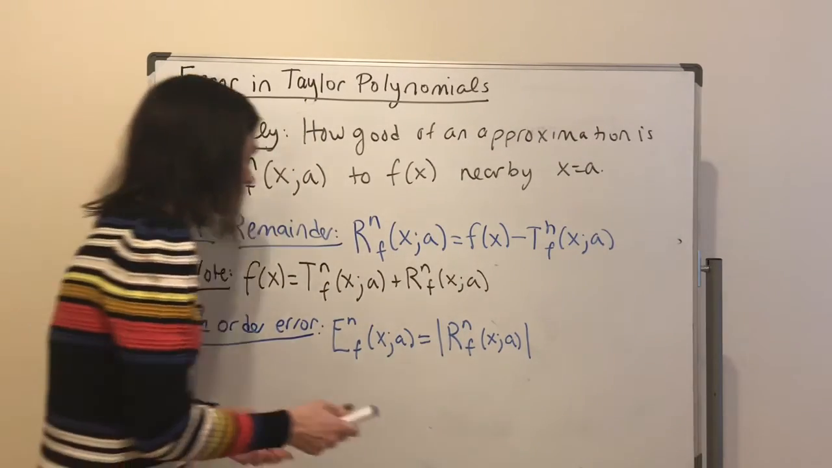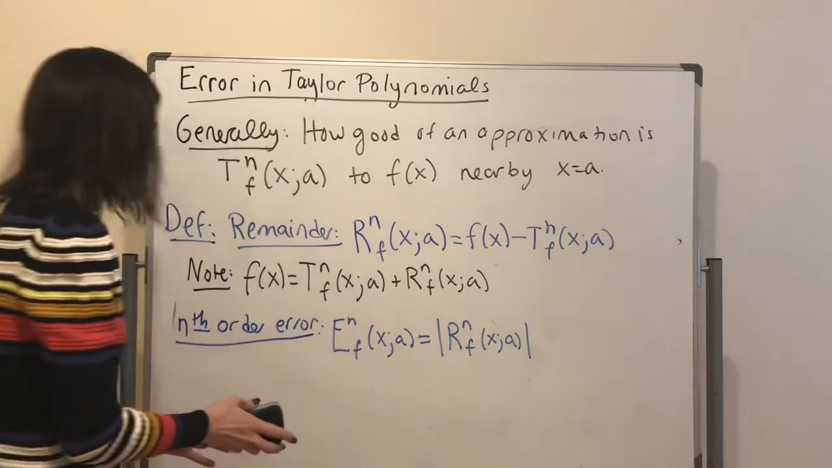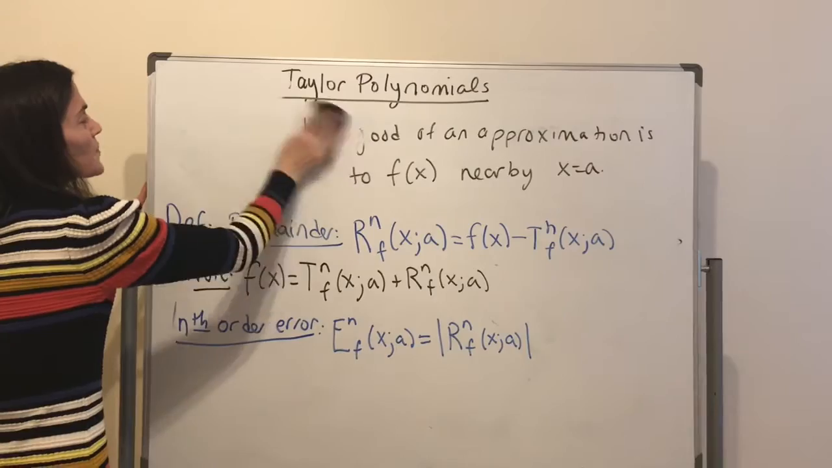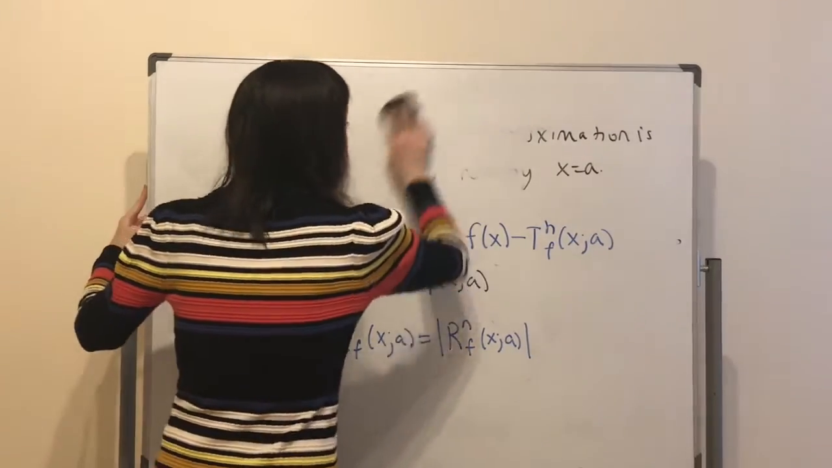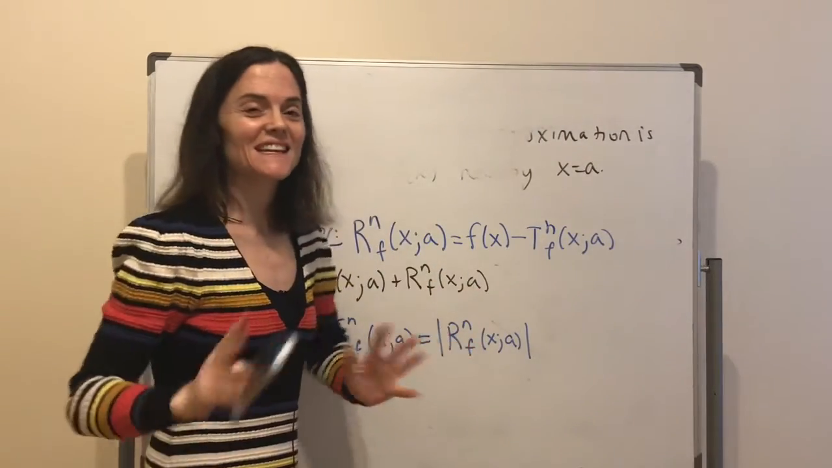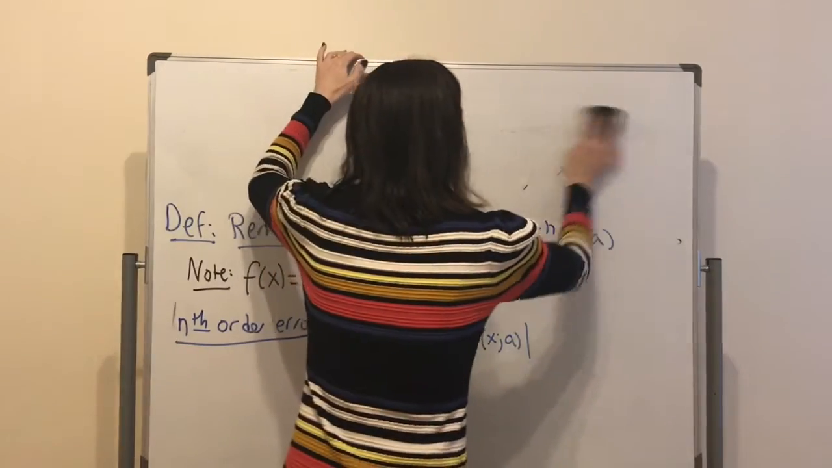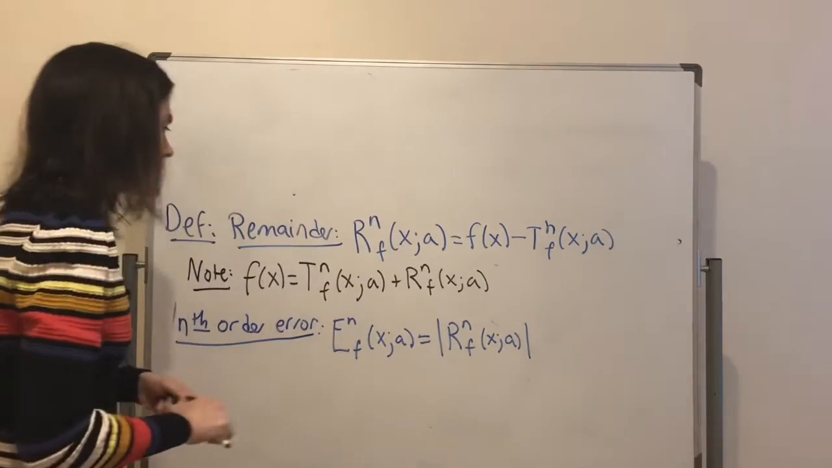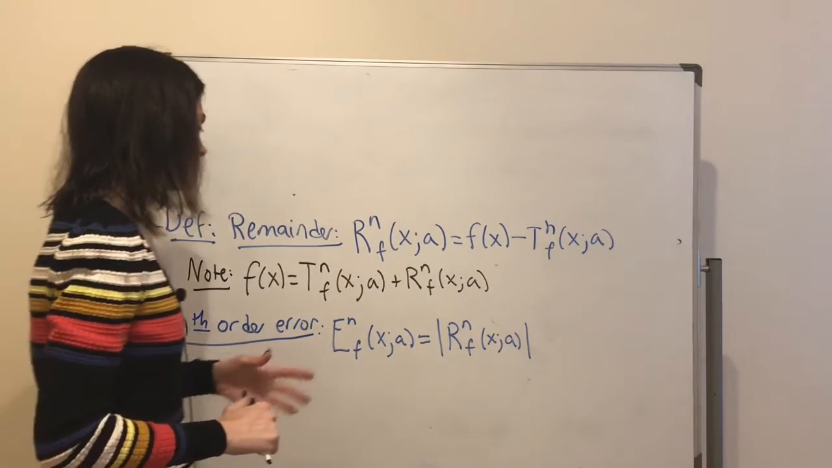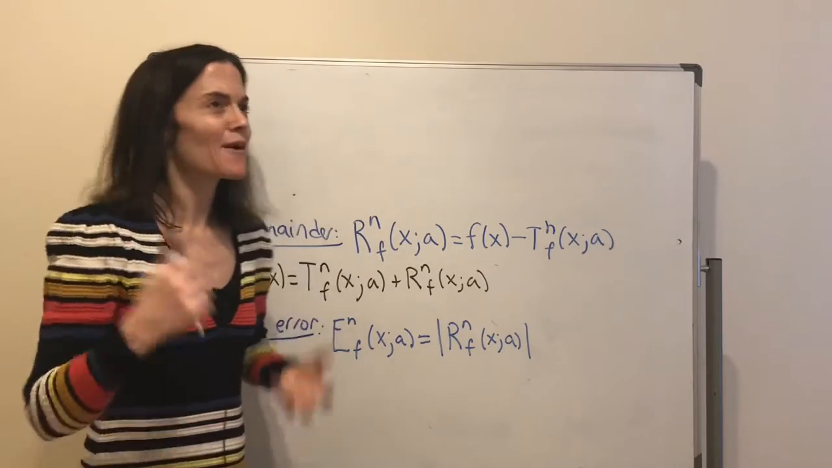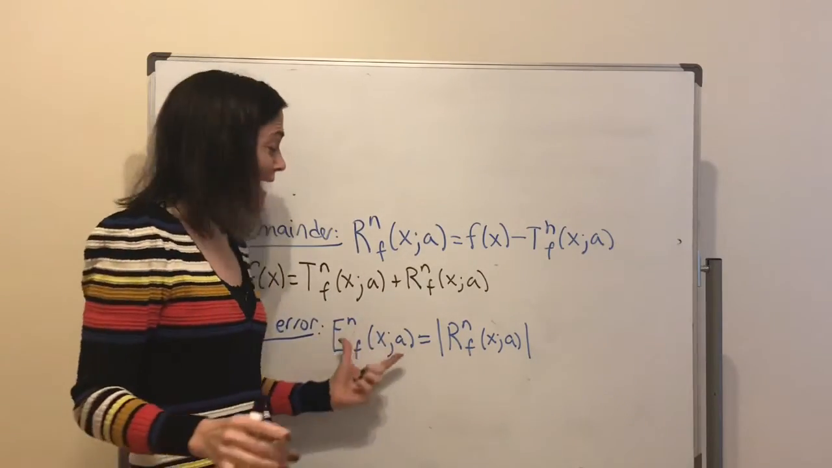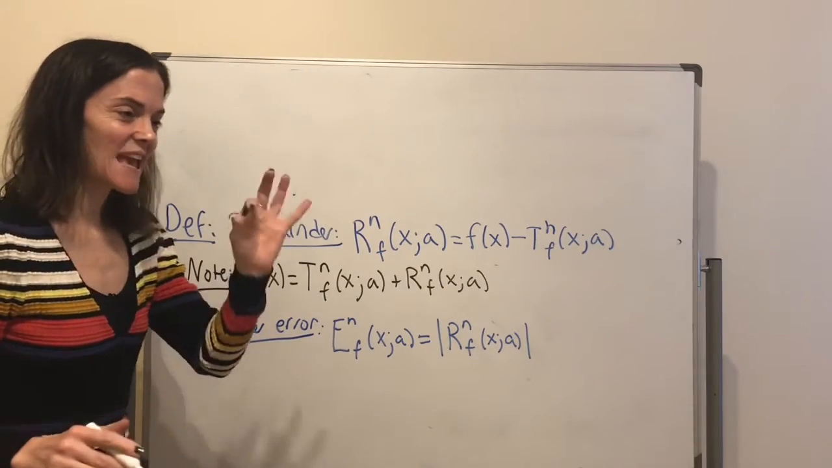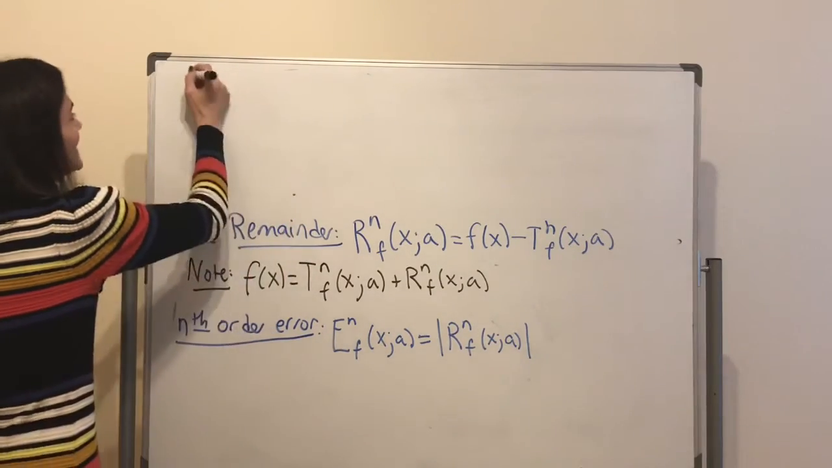Okay, well, let's begin discussing error with the simplest possible case. And this is going to tie us to something that we saw in Calc 1. Okay, so let's discuss the remainder term, I should say, or error. One is just the absolute value of the other. Error, absolute value of remainder. But let's discuss this in the case where n equals 0.